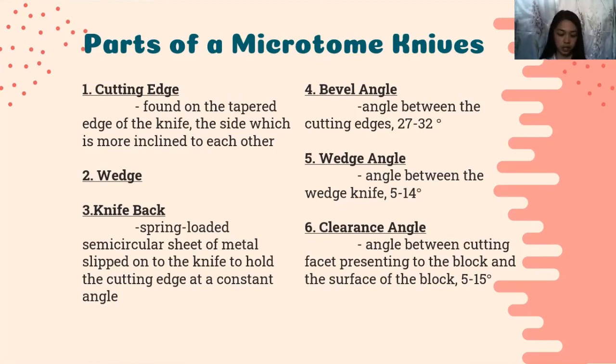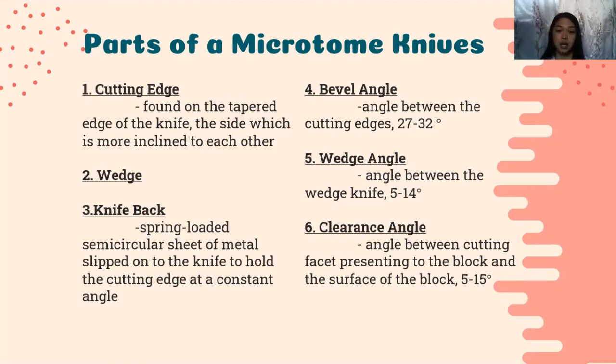Next, wedge angle. The wedge angle is the angle formed between the wedge knife. This is usually 5 to 14 degrees. The surfaces of this are highly polished so that sections will not adhere to the knife but will move on the surface. Folding, distortion, and sticking will be prevented and good ribbon formation will be facilitated.